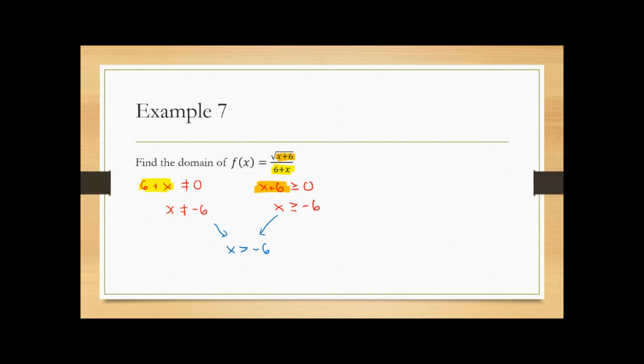So you can say your domain is all real numbers where x is greater than negative 6. Or if you want to write this as a set, you can say any number that I plug in has to be greater than negative 6. Or if you want interval notation, that would be negative 6 to infinity.